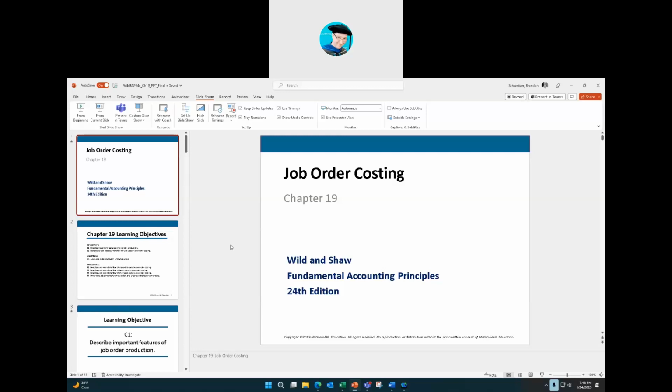Again, when you think about job order costing, I really want you to think about each individual customer order as its own job. Each job has individual costs for materials, labor, and overhead. We add those things together to get the total cost of the job. And that's really the best way to think about it.